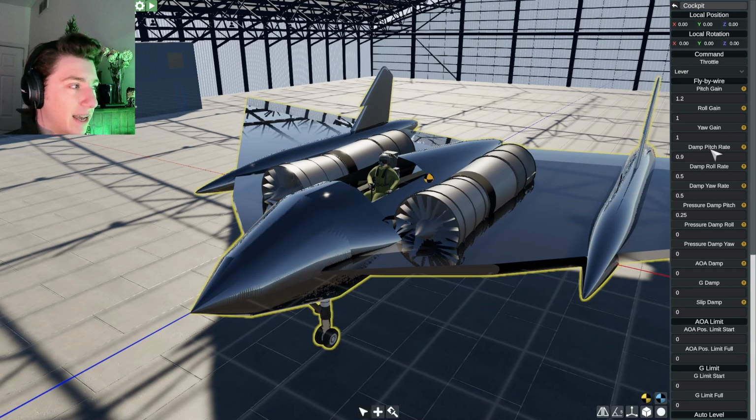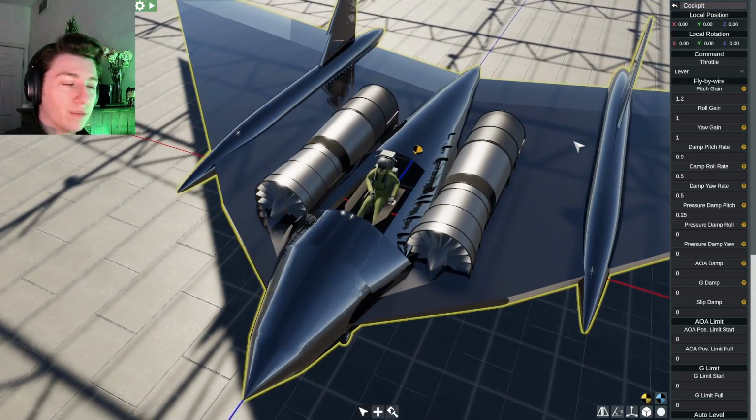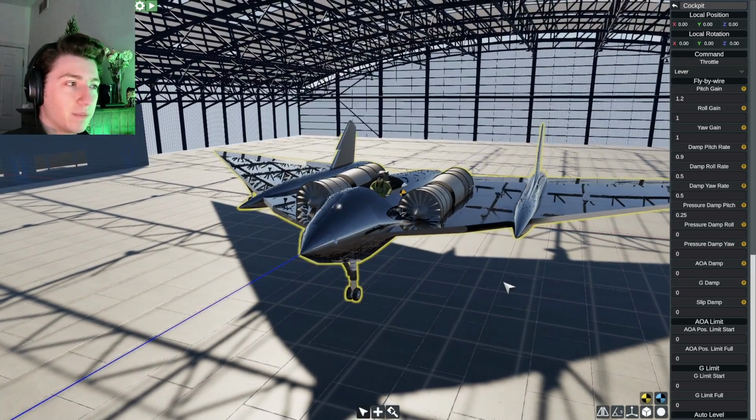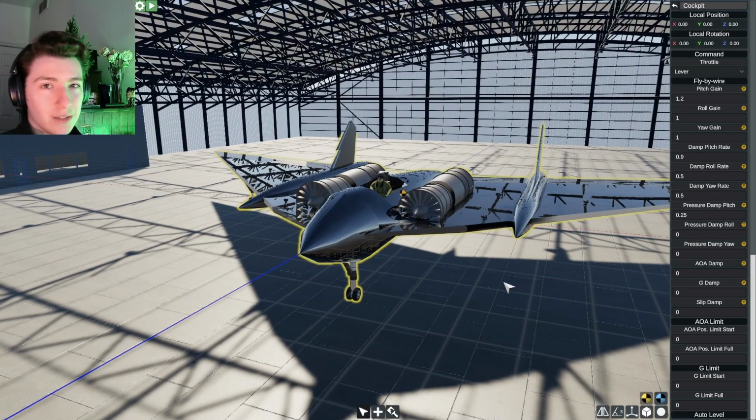Then we have the damp rate. So it's either damp pitch, damp roll, or damp yaw. What that does, if you see the tooltip here, is it tries to keep the aircraft steady on the pitch axis. So this is basically how much control authority are you giving the fly-by-wire system to keep you steady. So if I put this at 0, that's no fly-by-wire. If I put it at 1, that's the entire control, or almost all the control authority belongs to the fly-by-wire system, which obviously you don't want because you need to control your craft.